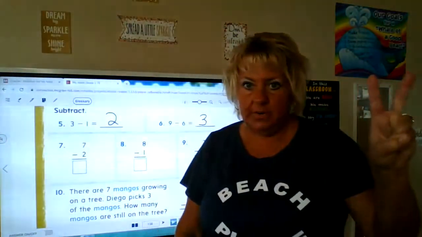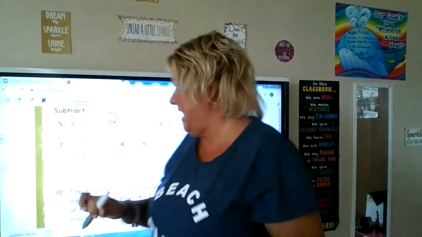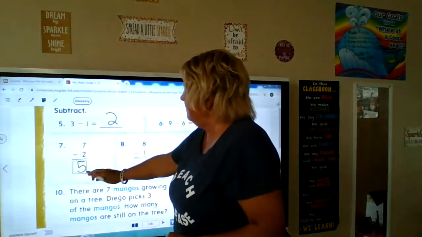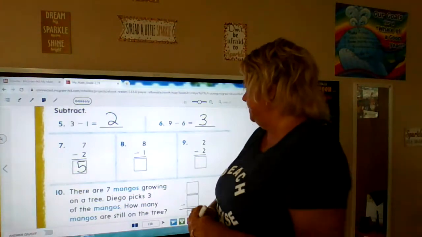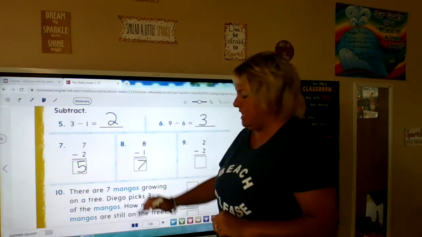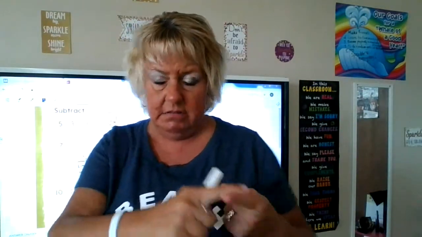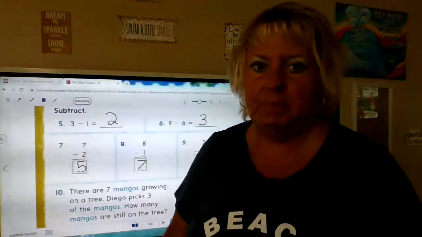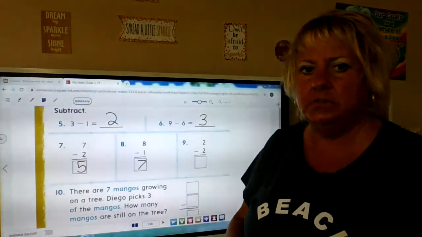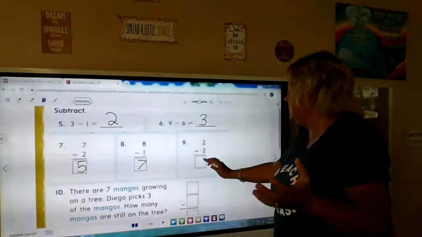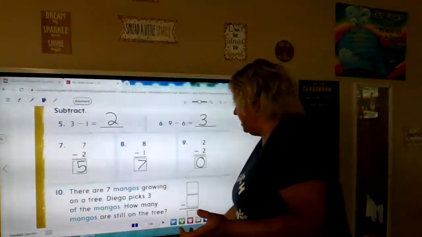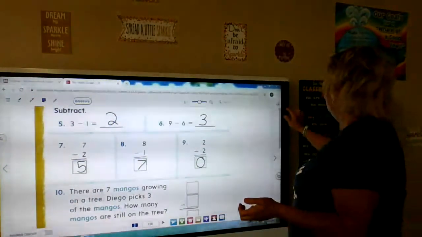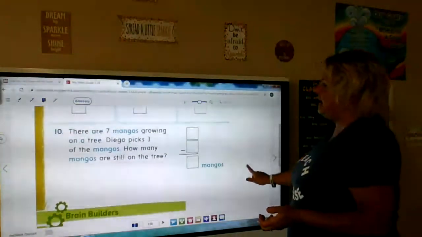7 take away 2 is a count back. 7, 6, 5. 5 plus 2 is 7. 8 take away 1 is 7. That's a count back. 8, 7. 8 minus 1. Whenever you see minus 1, it means what comes before the whole when you count. And 2 take away all 2 is going to be 0. If you got those right, give yourself a pat on the back.